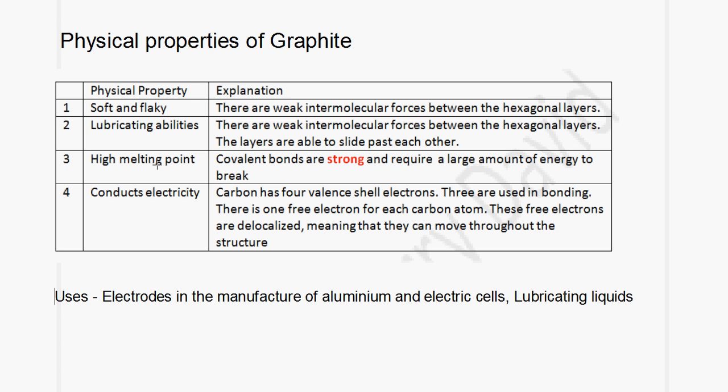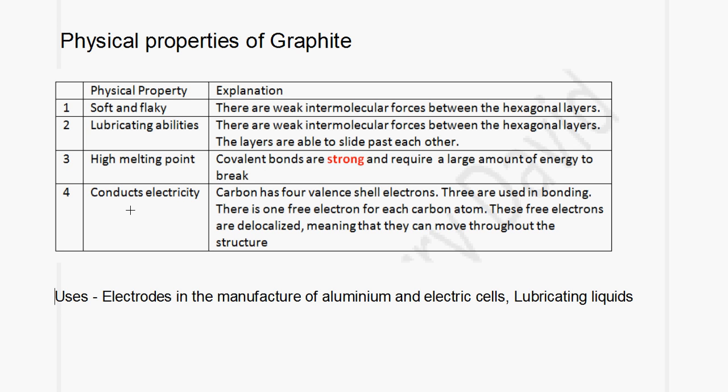The third physical property, graphite has a high melting point. Covalent bonds are strong and require a large amount of energy to break. Now some students get confused with this. Covalent bonds are strong bonds, and they do require a large amount of energy to break.